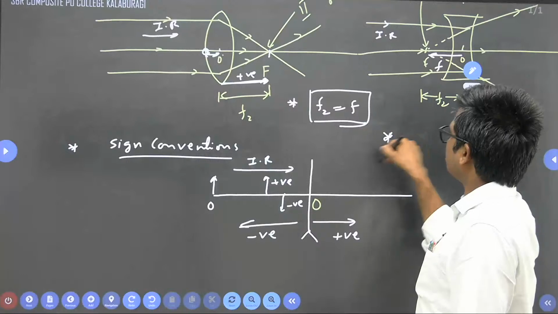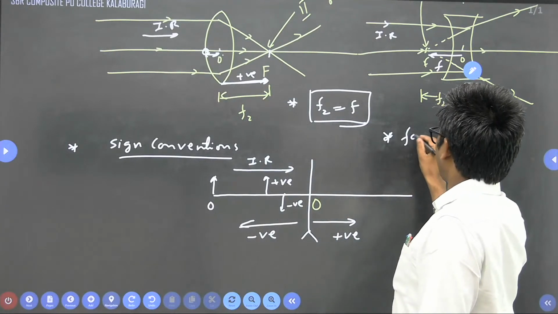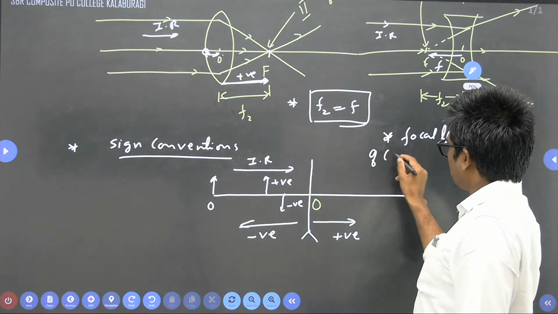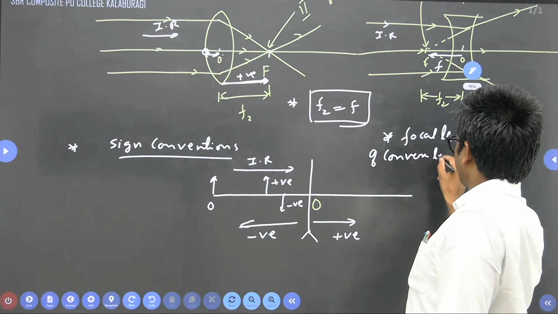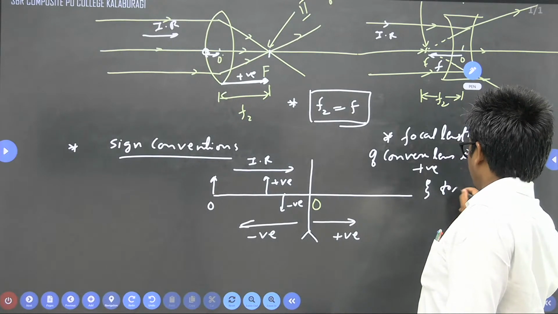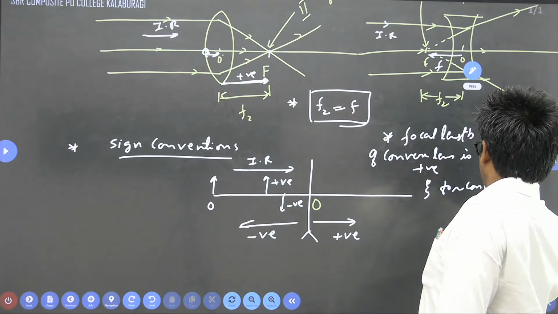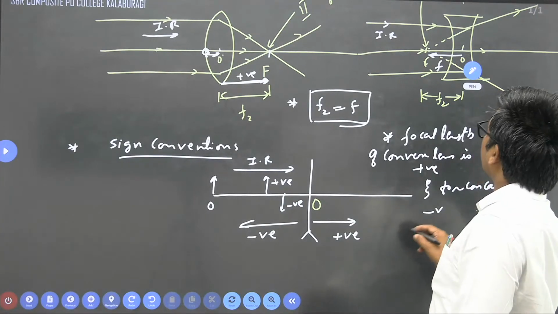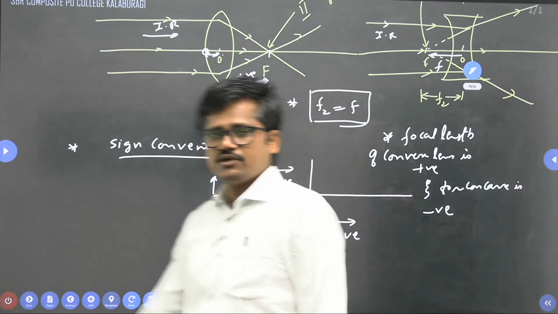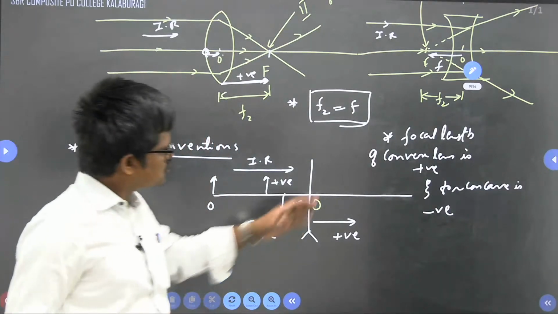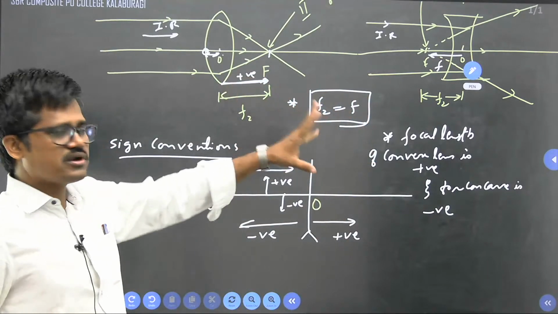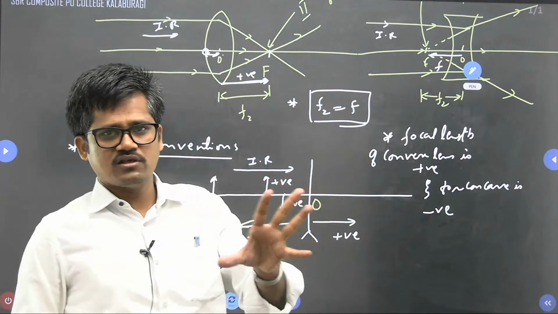So for the concave lens, and for the convex lens, the focal length of a convex lens is positive, and for concave it is negative. Sorry, for concave it will be negative. Got my point? The focal length of convex will be positive and the focal length of concave will be negative, as I already told you. Got my point? The real focal length is the second focal length.